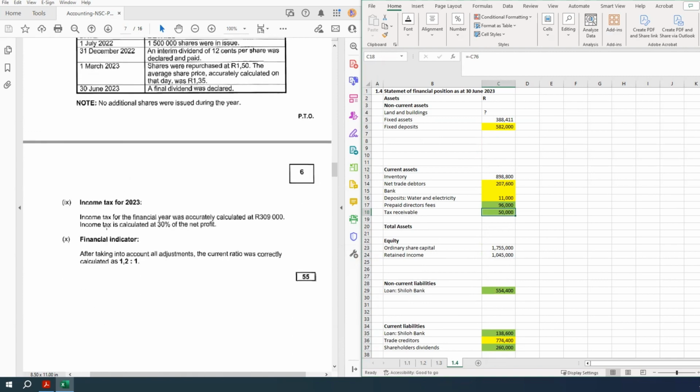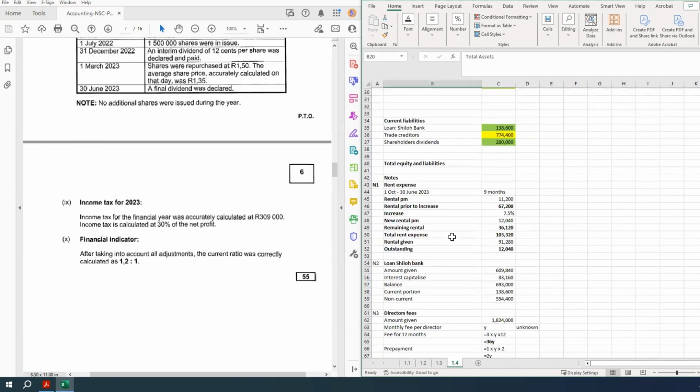Okay, so the last thing we've been given here is the financial indicator. This says, after taking into account all adjustments, the current ratio was correctly calculated as 1.2:1. So remember, your current ratio is effectively saying, what is my current assets to my current liabilities? So current assets divided by current liabilities, that means my current assets are higher than my current liabilities by 1.2. Or 0.2, however you wish to look at this one.